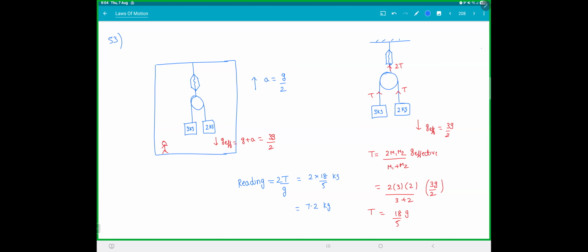Clear with this? Right, Utsa. Any doubts on this part? Because this thing is connected to the 2T tension. Anyone confused with G effective? Anything that you're not clear or convinced about, please ask. Clear. We still have to find acceleration though.